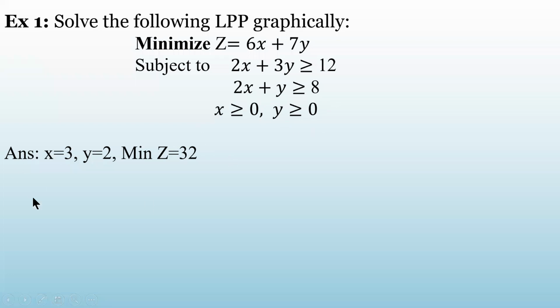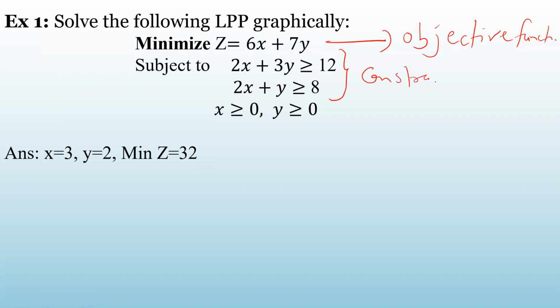Here I have written the answer also, but we will solve it and then check our answer. So this is our objective function, which we want to minimize, subject to these two constraints. In every linear programming problem, x will be greater than or equal to 0, and y will be greater than or equal to 0. This will always be there. It is called the non-negative restriction or non-negative constraint, whatever you want to call it.